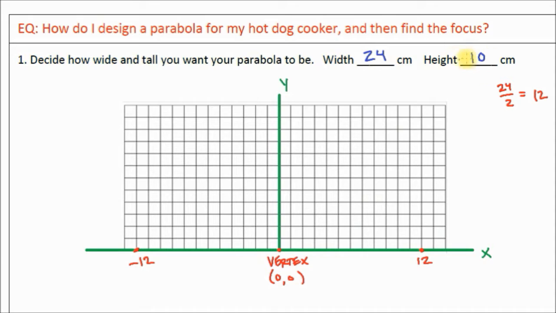Now we know the height's going to be 10 centimeters. We can count 10 centimeters: 1, 2, 3, 4, 5, 6, 7, 8, 9, 10. And that point, class, is at 12, 10.